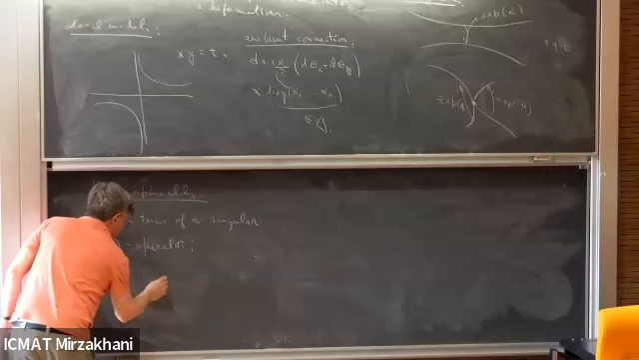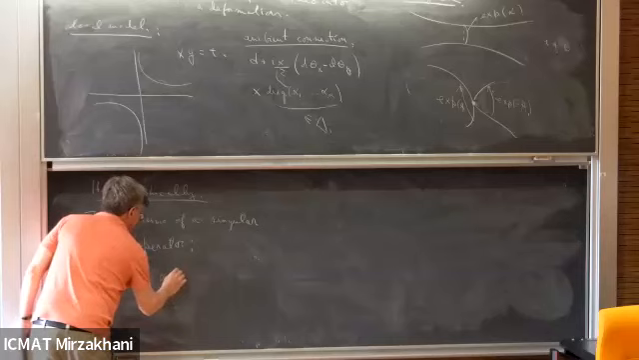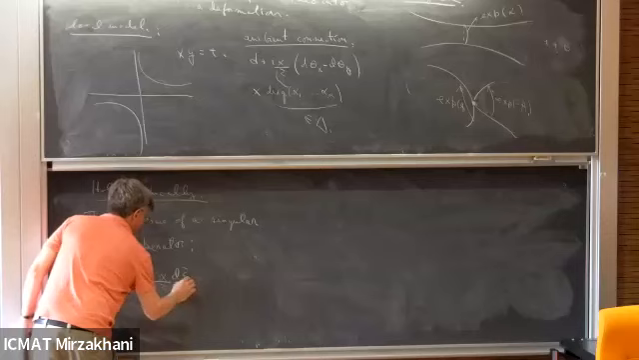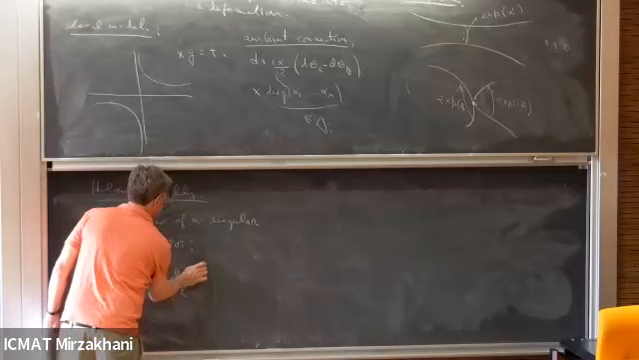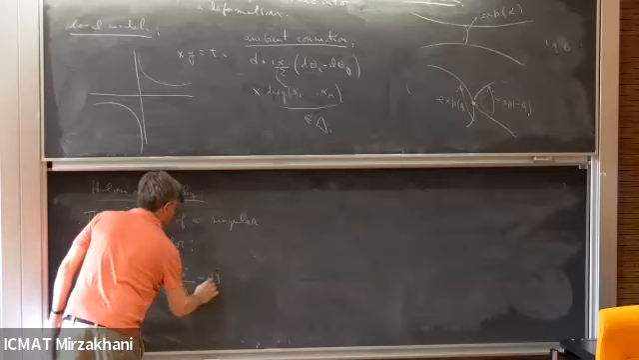So basically alpha, I think alpha over 2 times dz bar over z bar, d x bar over x bar minus d y bar over y bar.